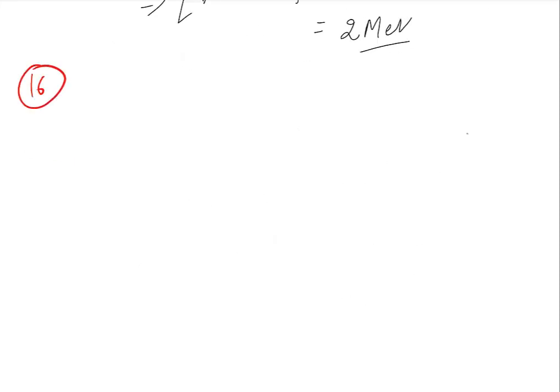Question number 16 says a charge of 5 coulomb is given a displacement of 0.5 meters. The work done in the process is 10 joules. The potential difference between the 2 points would be? Alright, so this looks like a pretty simple question. V is nothing but W over Q, right? So 10 over 5, that is 2 volt.